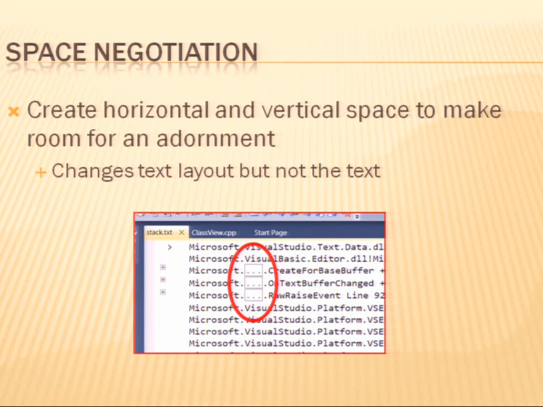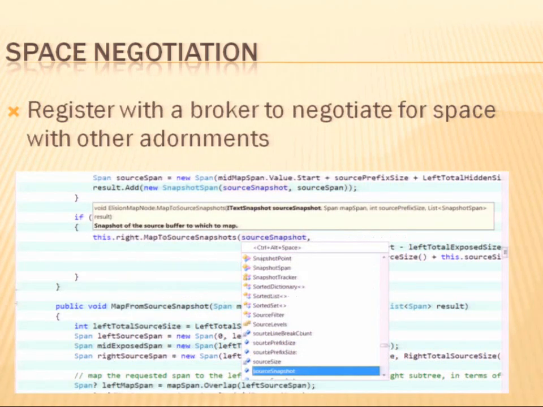So here's an example where we have some ad hoc outlining going on. Some text has been collapsed there and replaced with that thing with 3 dots on it, which is an adornment. So I'll talk later about how the text is caused to go away, but from the point of view of the text view, there is no text between here and here. And so this adornment is using space negotiation to create some horizontal space in which to draw itself. Similarly, you can create vertical white space, so you can separate lines and have room to put some sort of interesting UI.